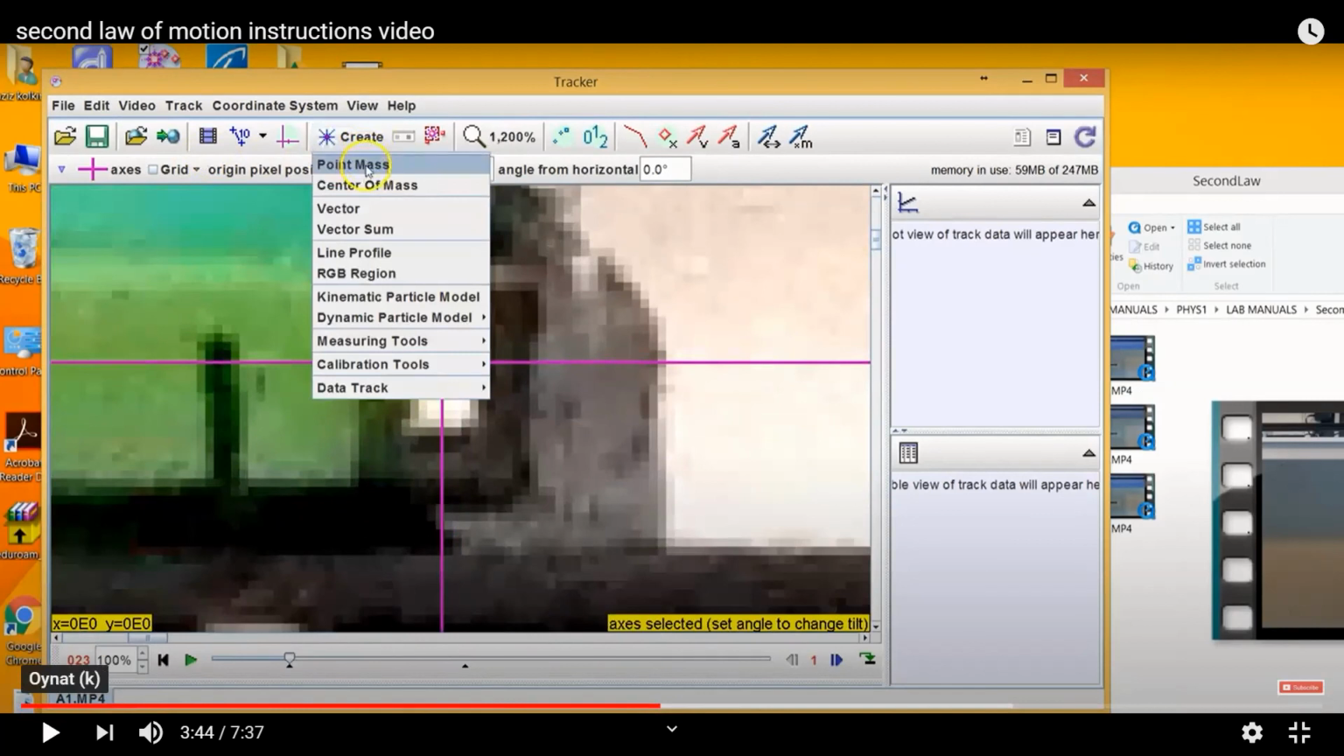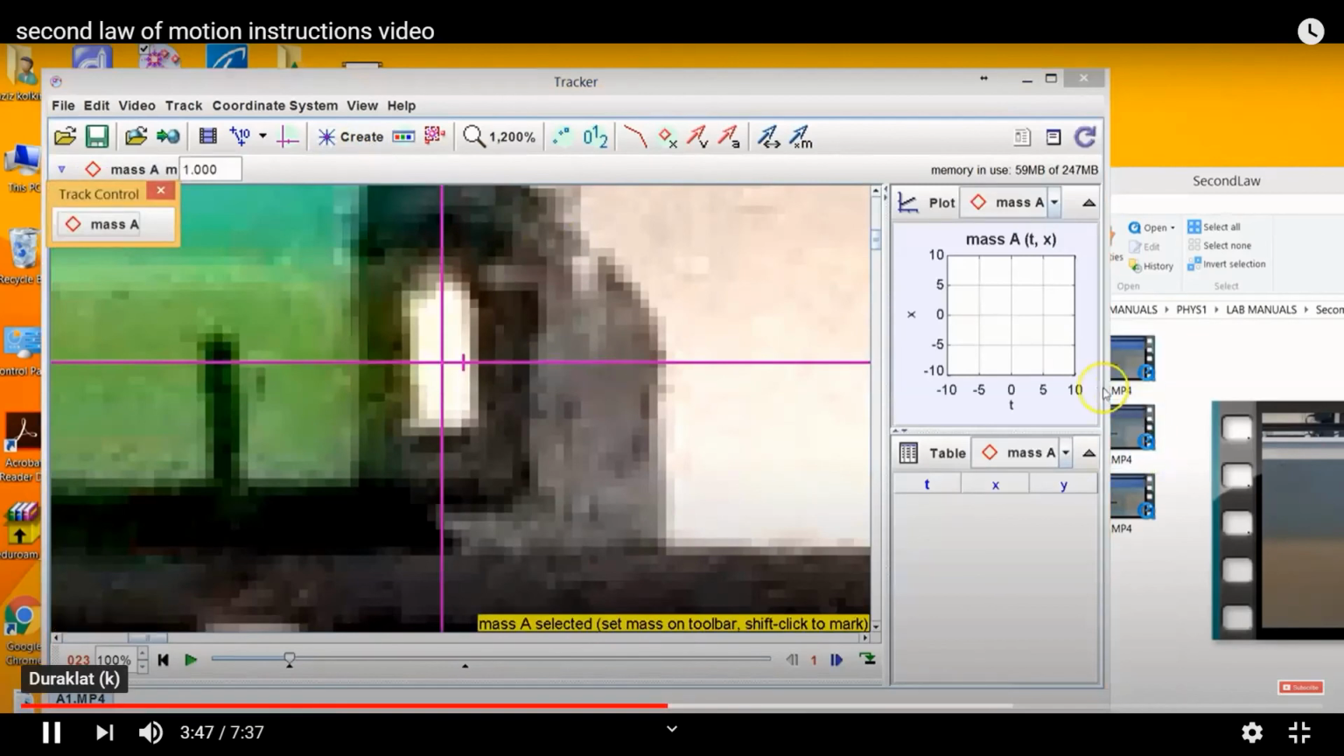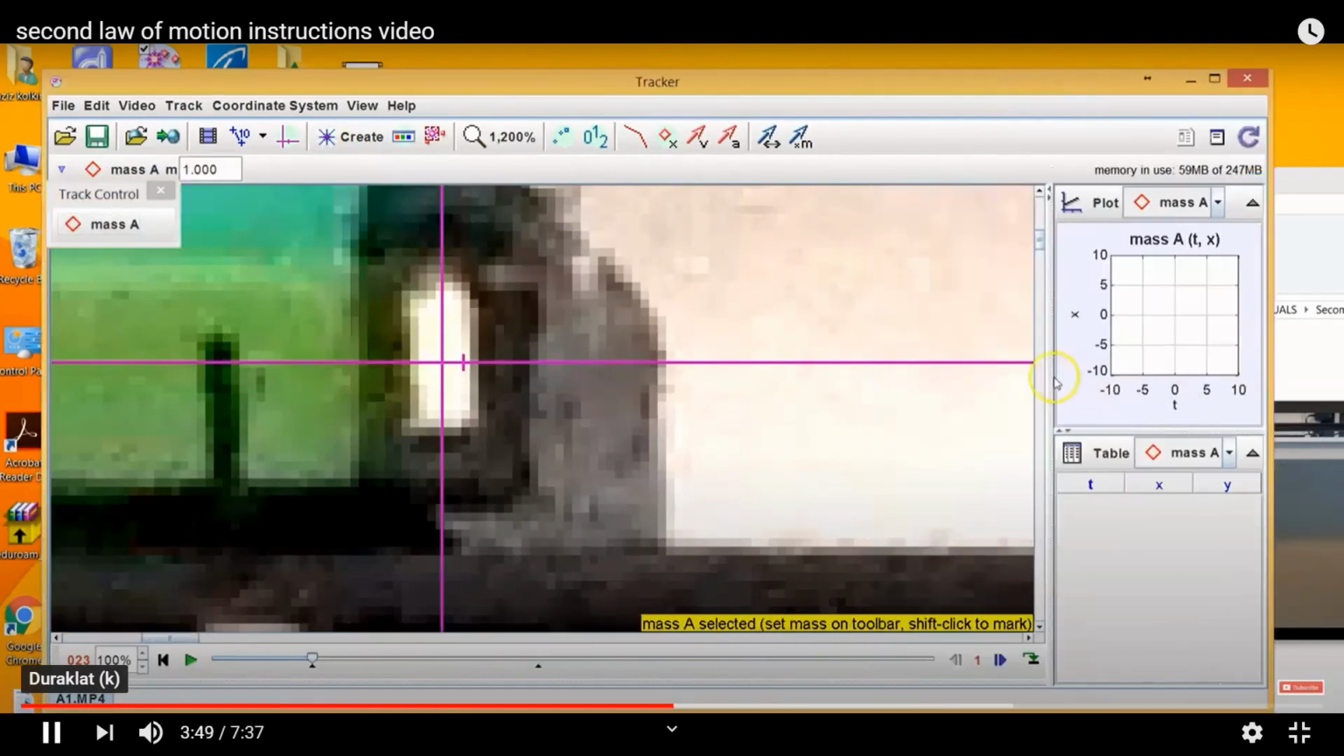Since we'll analyze the translational motion of the cart, we define the cart as a point mass. Now we are ready for the position measurement.